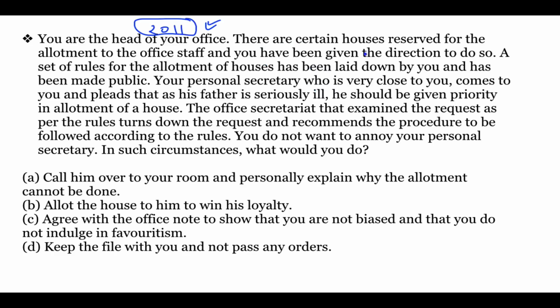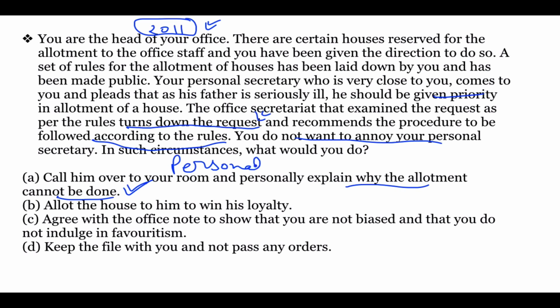You are the head of the office, and a certain house is reserved. Your personal secretary, who is close to you, comes to you and pleads that his father is seriously ill and he should be given priority. The office secretariat examined the request and turned it down, as it follows the rule. So what will you do if you don't want to annoy him? Call him over to your room and personally explain why the allotment cannot be done. This is the best thing. You have a personal touch.